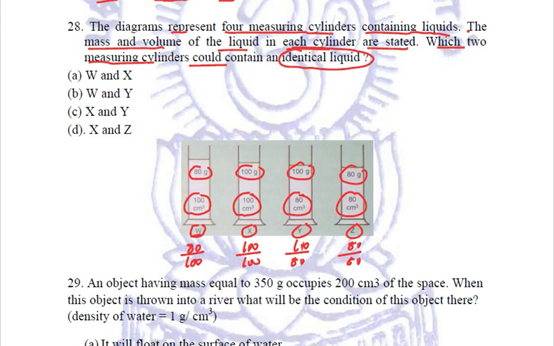So I think the rest of the answer you yourself can give. It is the X and the Z because their actual density is the same, that is 1 gram per centimeter cube, and this is practically the density of water, right? W has a density of 8 by 10, Y has a density of 10 by 8. So the liquid X and the liquid Z are having the same density of 1 gram per centimeter cube, and hence they are identical. Clear?